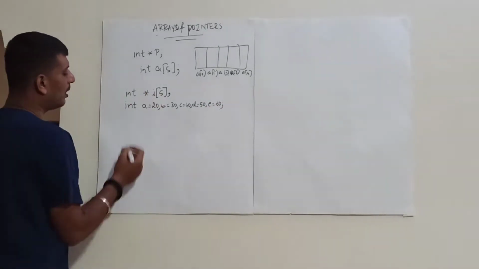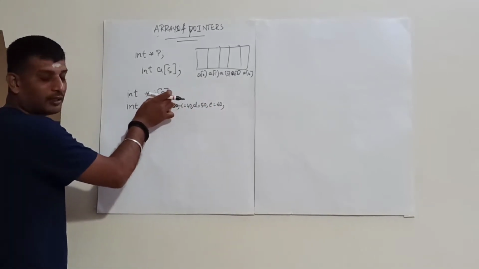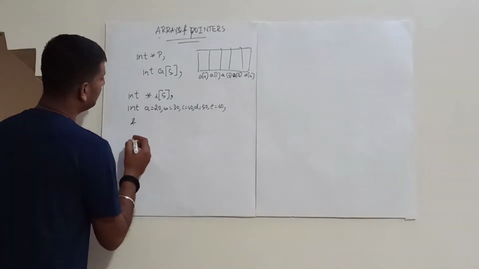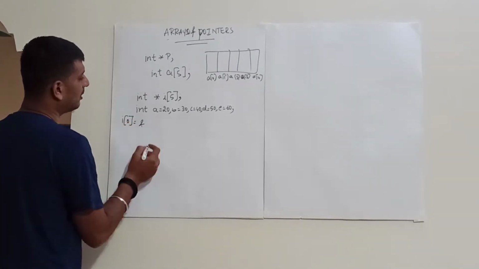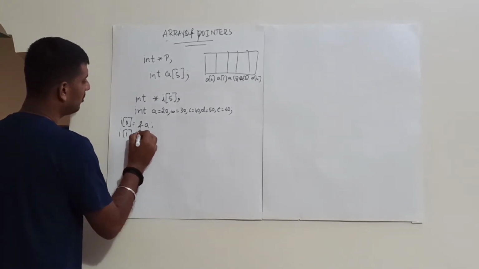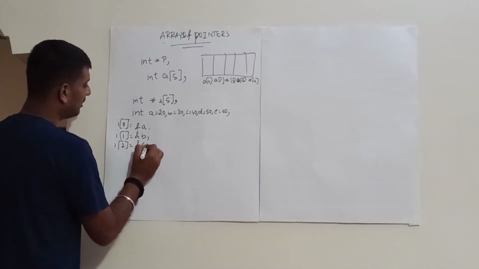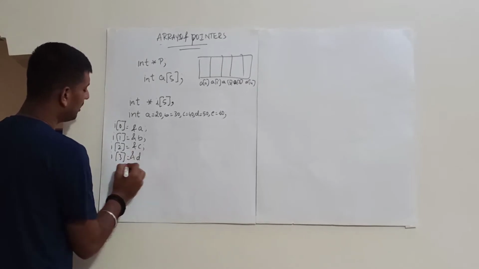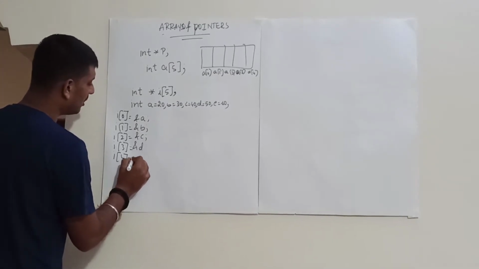Now I can assign the address of these variables to this particular array. How? Using ampersand: i[0] is equal to &a, i[1] is equal to &b, i[2] is equal to &c, i[3] is equal to &d, and i[4] is equal to &e.